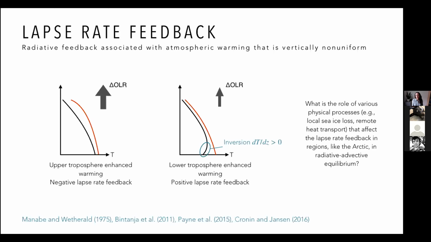And our goal is to understand the underlying physical processes. So in the tropics, that seems to be pretty straightforward. The temperature profile is moist adiabatic, governed by radiative convective equilibrium. But in the Arctic, we have to consider a number of local and remote influences, which leads to some ambiguity as to what the lapse rate feedback means in the high latitudes.